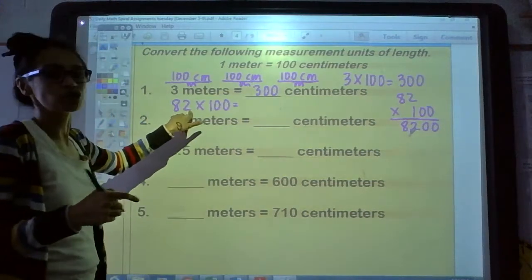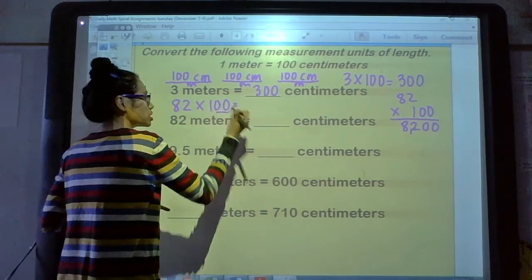Or you can do it this way. You can write 82 and then do what? Add those 2 zeros that you see.